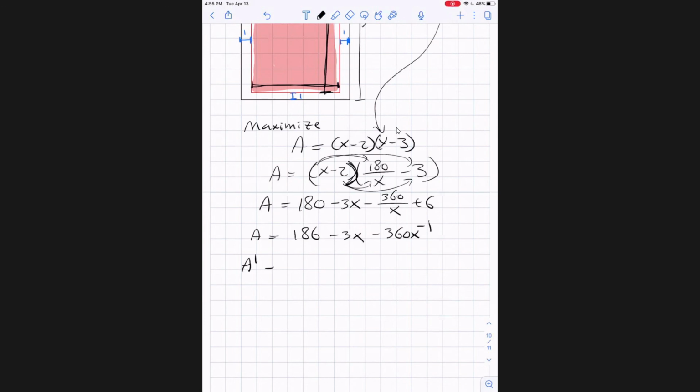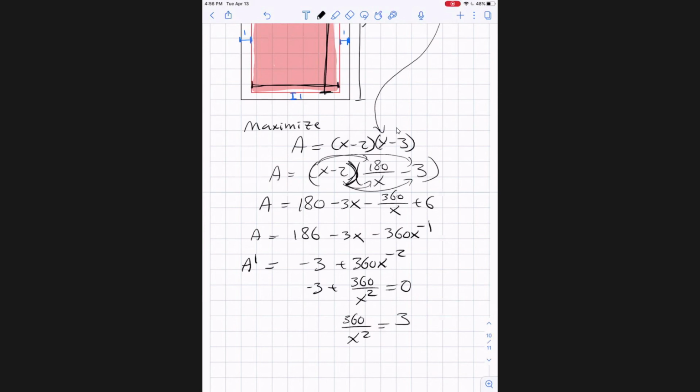So we're going to take the derivative. So you get negative 3 plus 360 x to the minus 2. I'm going to rewrite it as negative 3 plus 360 over x squared equals 0. How many of you got up to this point at least? So move the 3 over. 3 is the same as 3 over 1.